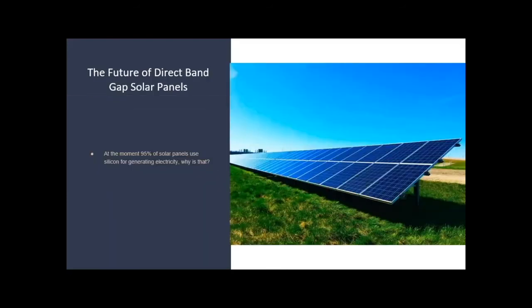So the big question is, why aren't these direct band gap materials used more frequently? At the moment, 95% of solar panels use silicon to generate electricity. This is due to the fact that silicon is just extremely abundant. It is the second most abundant material in Earth's crust, right behind oxygen. And in addition to that, solar cells have a high enough efficiency paired with a long lifespan and low cost. Silicon solar cells are simply cheap and effective, although they aren't the most efficient, they still dominate the market.